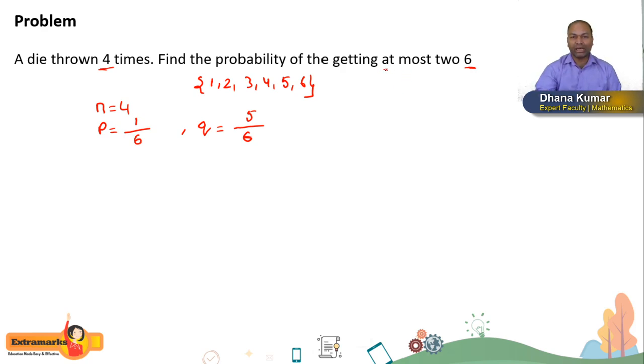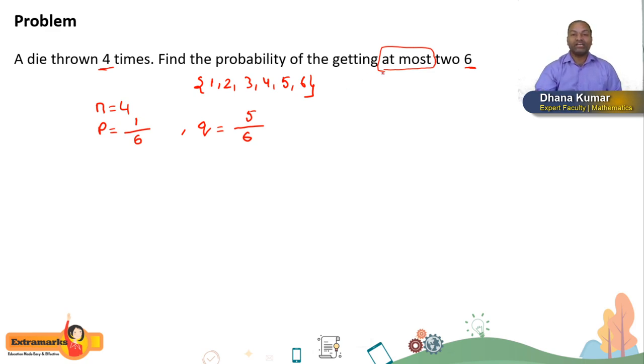Let us come to the words at most. Here two types of words are there: at least and at most. For example, at least 10 rupees means minimum 10 rupees, that is 10 or more than 10. At most 5 rupees means 5 rupees or less than 5 rupees, so maximum 5 rupees.